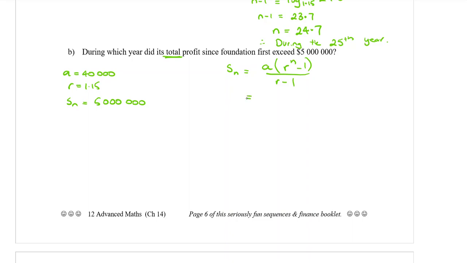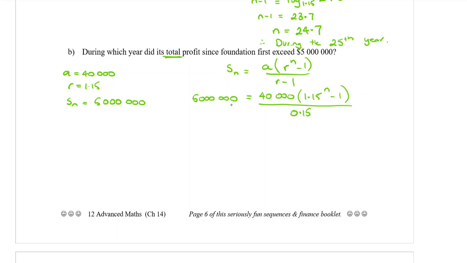Okay, subbing in, we get 40,000 times 1.15 to the power of n, which is what we're trying to find, minus 1. Now, please be careful how you write that, because if you write that little minus 1 so it looks like it's up here, it's completely different, okay? Also, the sum, the 5 million should be over on this side. I subtracted the 1 straight off the denominator.